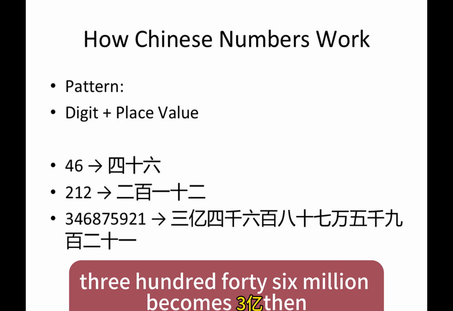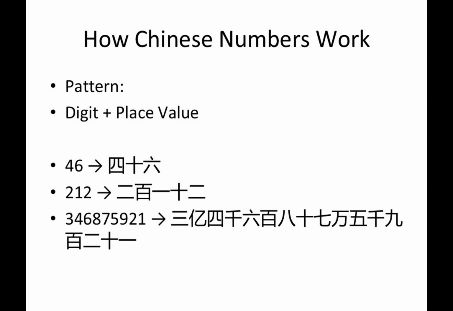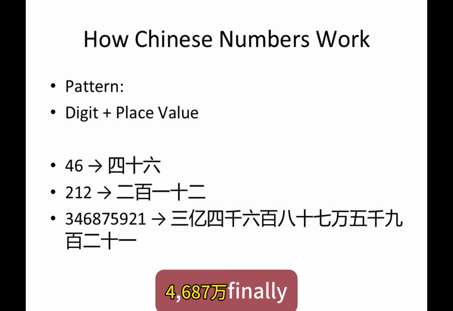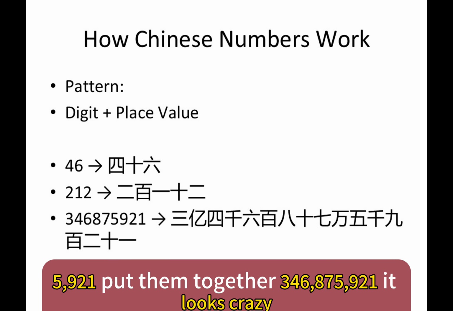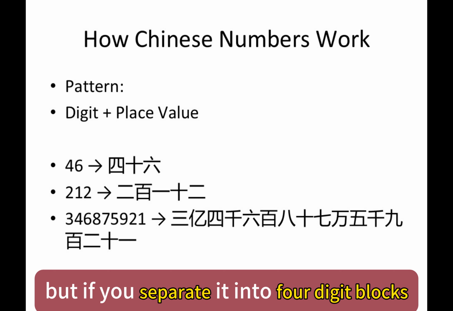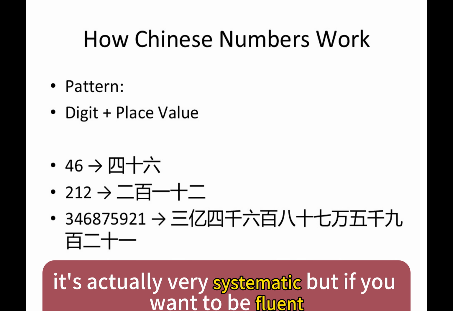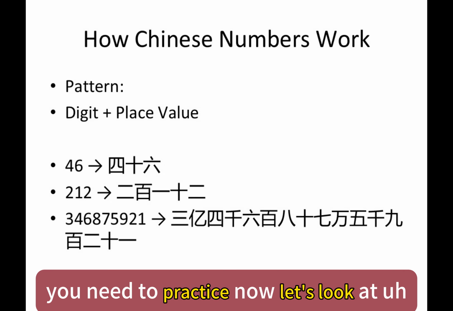346 million becomes 3亿, then 4687万, finally 5921. Put them together: 346,5921. It looks crazy, but if you separate it into 4-digit blocks, it's actually very systematic. But if you want to be fluent, you need to practice.